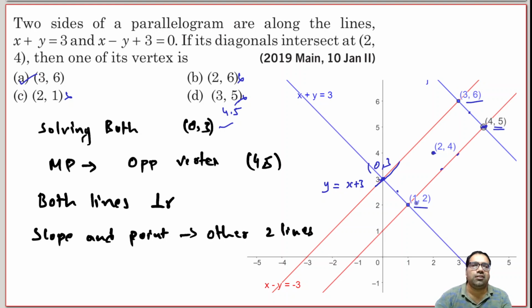Basically we calculated all the two lines we already know, and these two lines we anyway know. The remaining two lines we could calculate the equations because we know the point and we know the slope of both the lines, right guys?